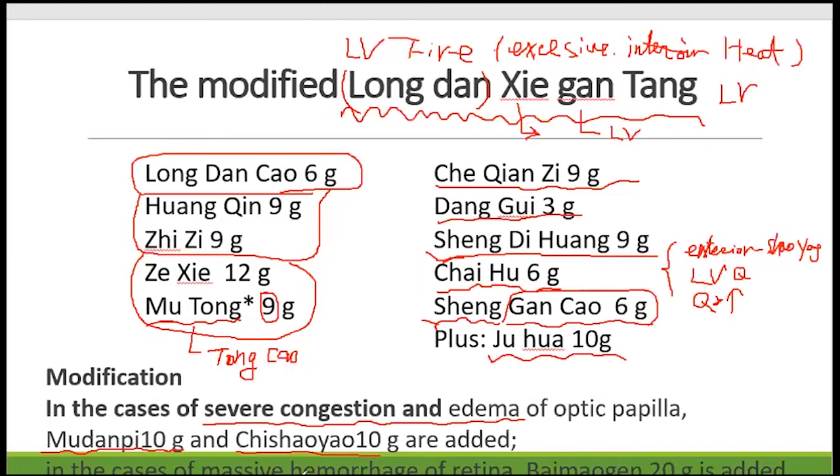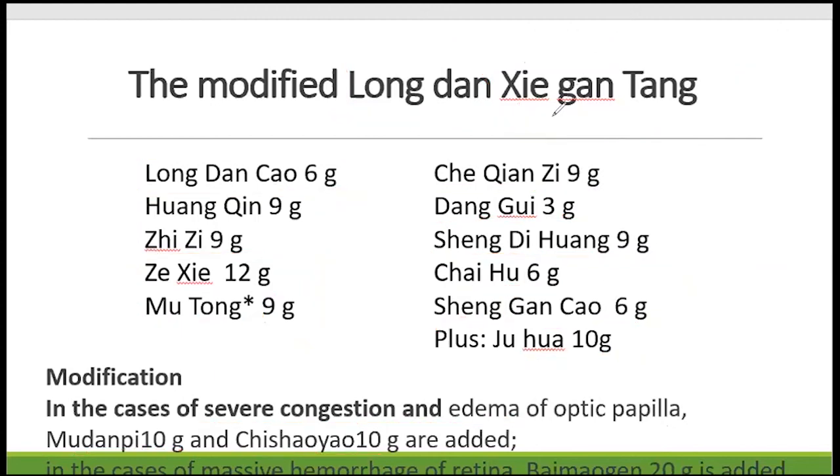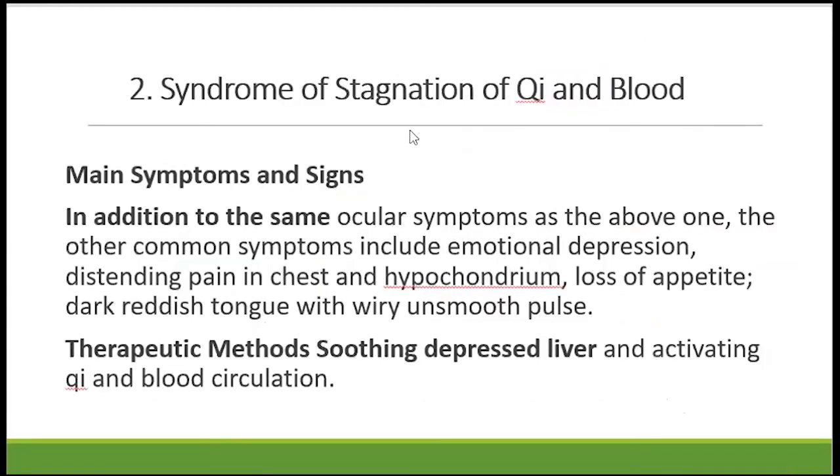And if the patient has bleeding problems, we can add herbs to stop bleeding. Bi Mo Gen promotes urination and stops bleeding. So we can add that in there. Certainly we have more herbs to stop bleeding. There are some examples here. So that's the first pattern.